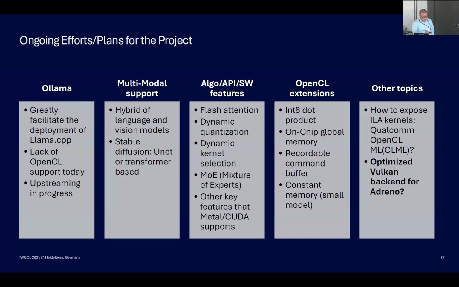On the to-do list, there are a lot of things happening in the large language model area. Multi-modal support is a direction, as well as stable diffusion and all this transformer-based work. A lot of you have probably heard that traditional CNN-based networks are moving to transformer-based, so this is one thing we are looking at. For other features at the algorithm level and API level, we have flash attention, dynamic quantization, some int8 dynamic quantization support, dynamic kernel selection, and mixture of experts. We plan to support these, and also Metal and CUDA have better feature support, so we will look at what we are missing in the future.